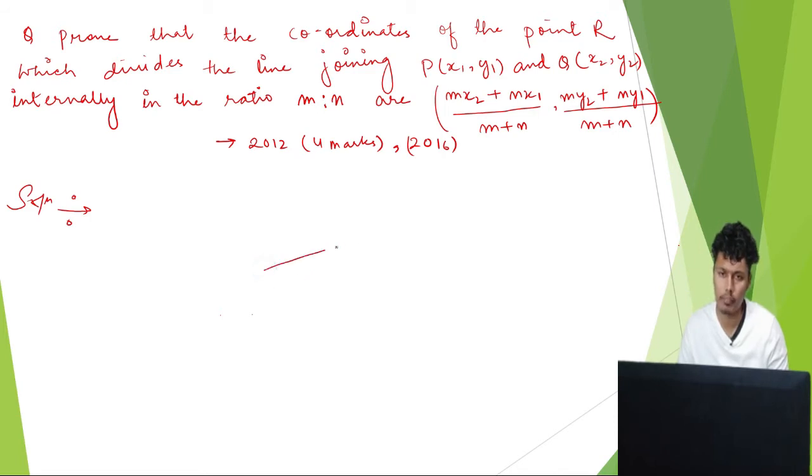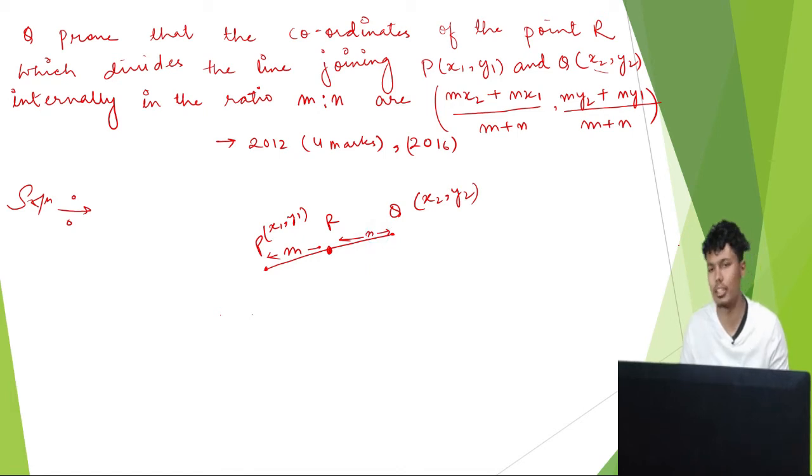So let us take a line. Let's say this is P and this is Q. Prove that the coordinates of the point R, which divides the line joining P and Q. So P is x1 y1, and Q is x2 y2. Now there is a point called R here, which divides the line joining them internally in the ratio m is to n. So these lines, this will be m and this line will be n. So this is what the question means.